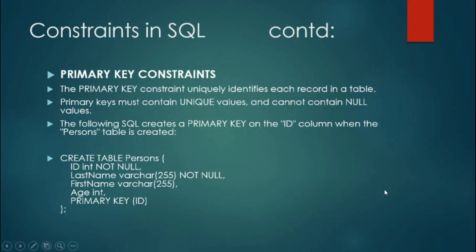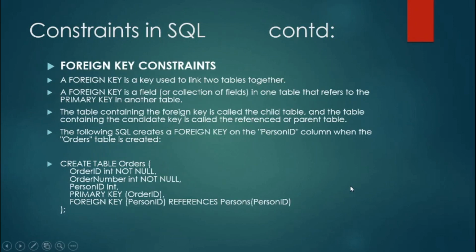Now, second is a foreign key. A foreign key is a primary key in one of the tables and it acts as a foreign key in another table. You can see here it is the first line.